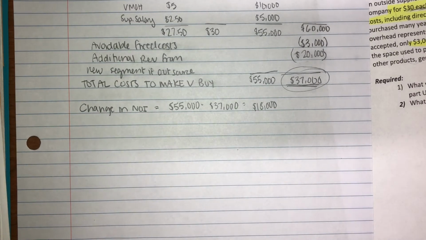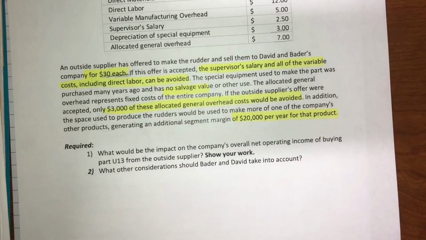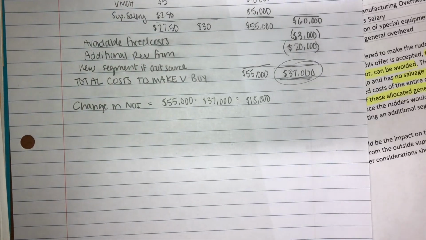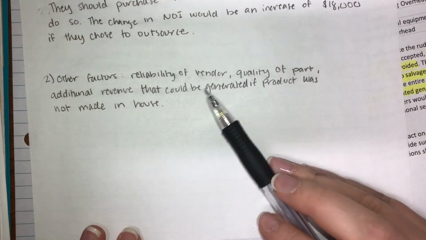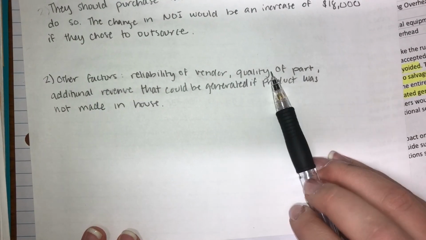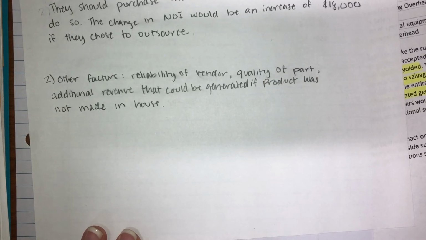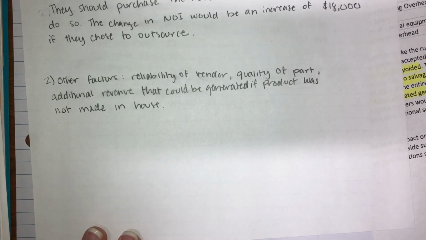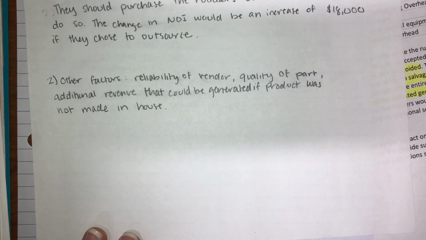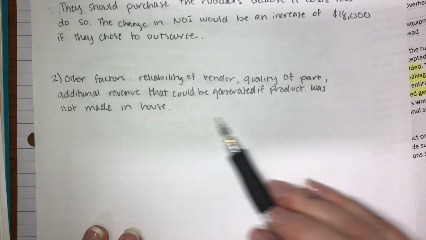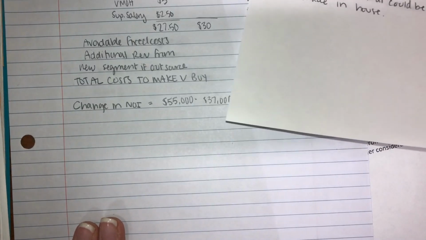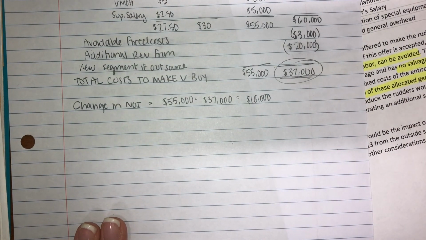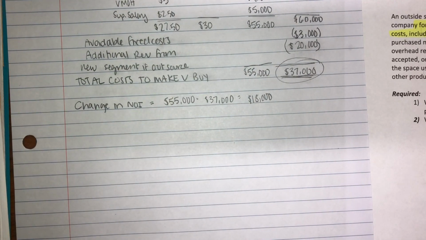The second question is, what other considerations should Bader and David take into account? I'm just going to pull the solution up over here because I don't want to rewrite all this. Other factors: we want to make sure that our vendor is reliable. We want to make sure the quality of the part is good, because if it's not good and we have to remake it, or we have to buy a ton of them in order to get one good product, that's not a great solution. We want to see if there's any additional revenue. That's what we actually took into account with that $20,000. So that should be everything there. We'll move on to the next problem.